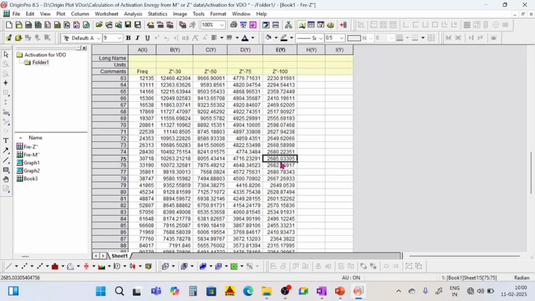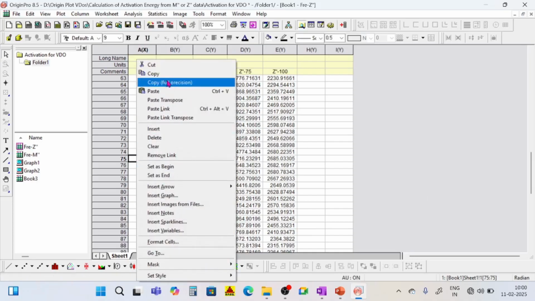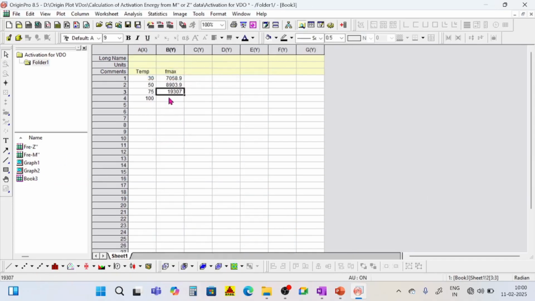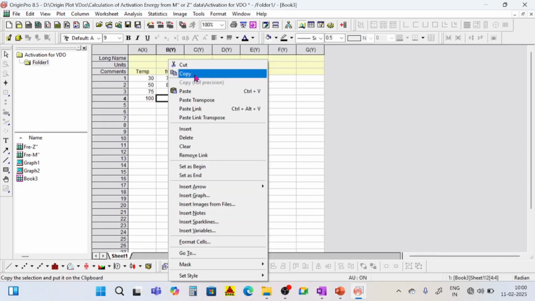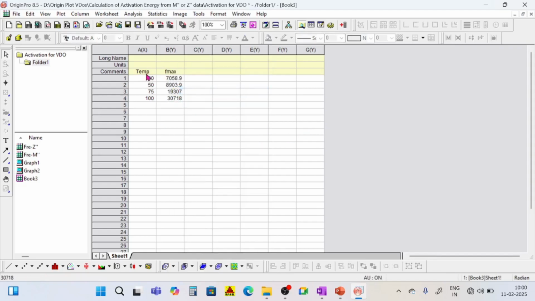Z double prime, here you can find the maximum value, 2685. Before that 2680, after that 2682. So this is the maximum. Corresponding F max will be 30718. Just copy it and paste in the workbook 3. Pasted over here. So here we found temperature and corresponding F max.